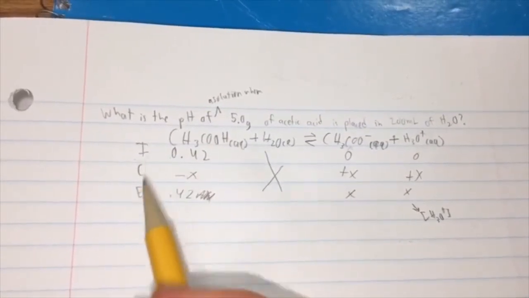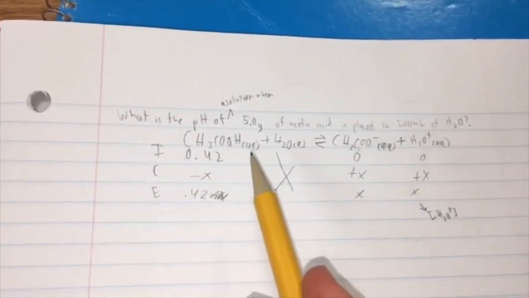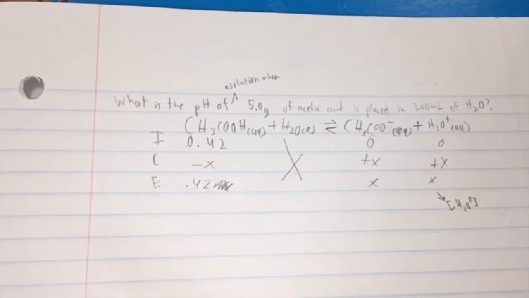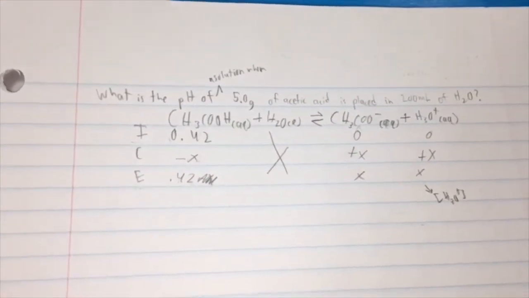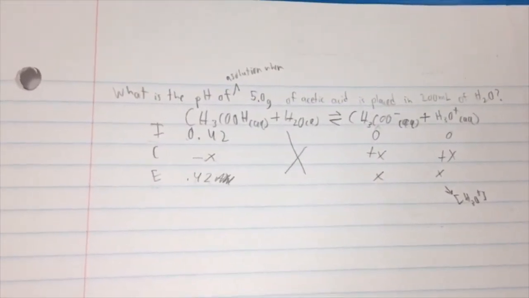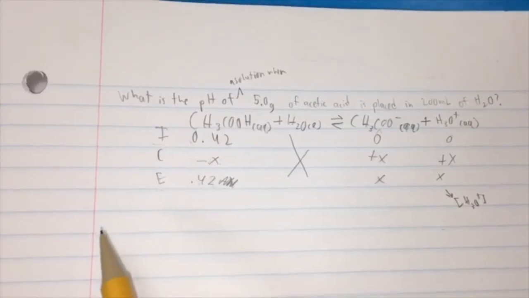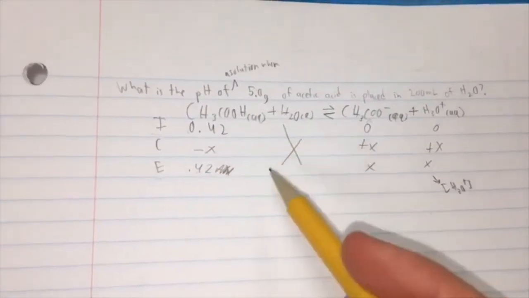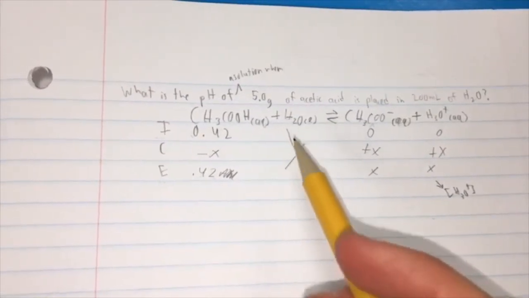And so we're going to set up an ICE table. Now it's important to always have phases listed when you have a reaction, because here we can only use aqueous solutions. Solids and liquids aren't really used for ICE tables, and gases could be used, but that's for another time. So that's why there's a giant X where water is.